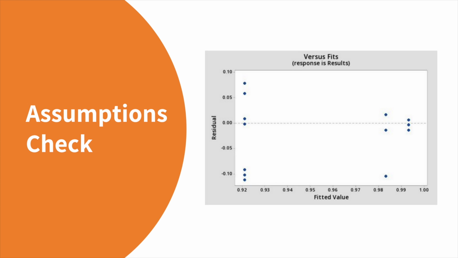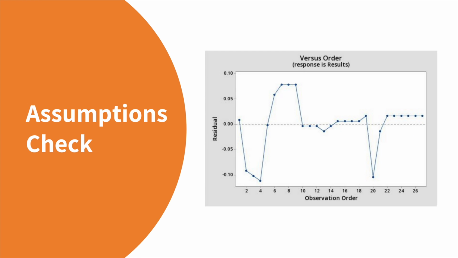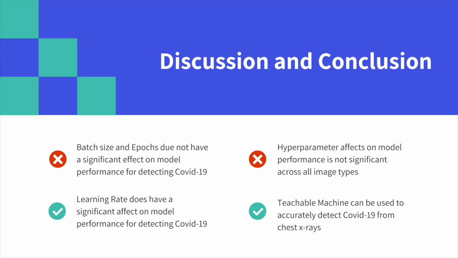So in summary, batch size and epochs did not have a significant effect on the model performance for detecting just COVID. None of the hyperparameters had a significant effect across all the image types. Learning rate did have a significant effect for detecting just COVID, and I found that Teachable Machine could indeed be used to accurately detect COVID from chest X-rays.